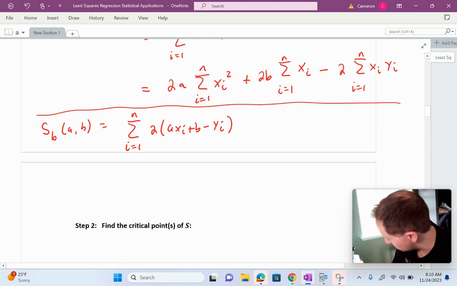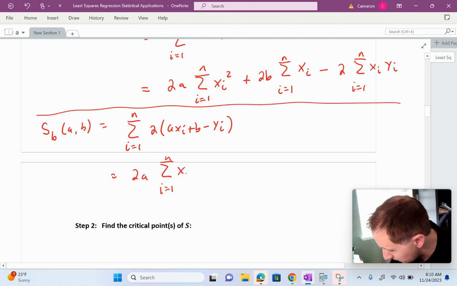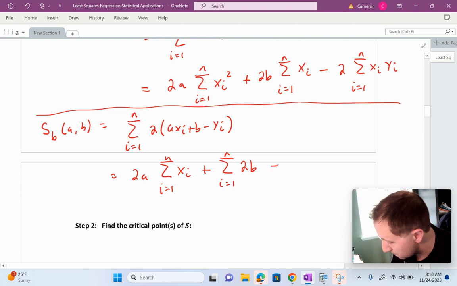And so if I distribute here, this would give me 2a can come out front, sum 1 to n of x_i, then 2b sum from i equals 1 to n of 1. I'm going to explain this one in a second. We can actually simplify that one a little bit further. Minus 2 sum from 1 to n of y sub i.